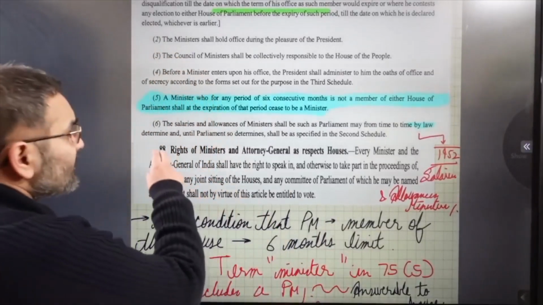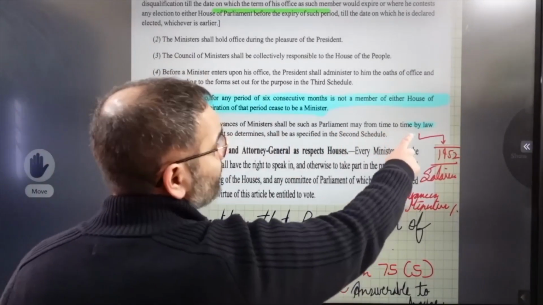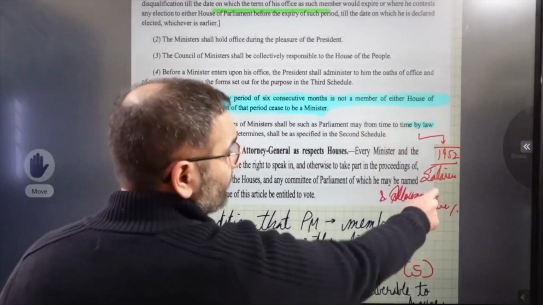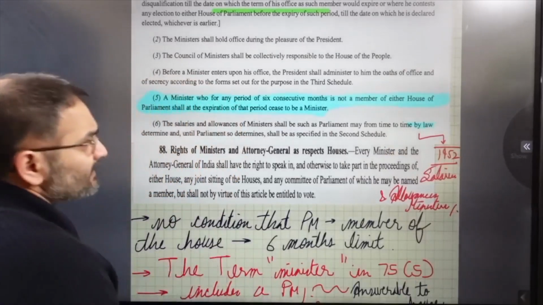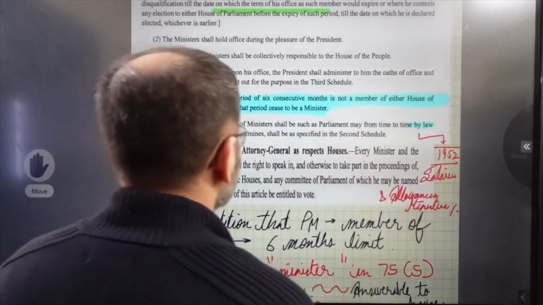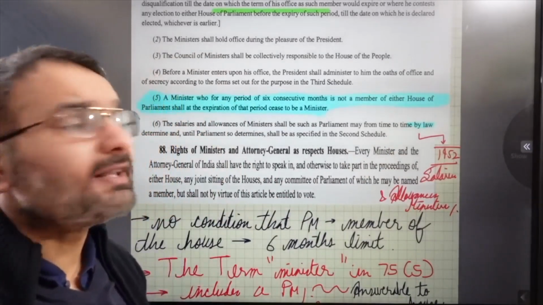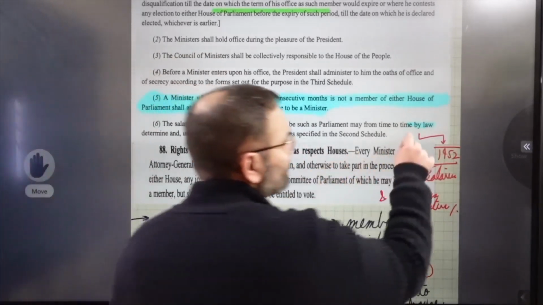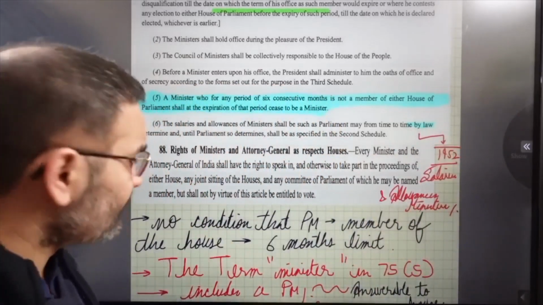Also read clause 6. The salaries and allowances of ministers shall be such as parliament may from time to time by law determine. So which law? It is the Salaries and Allowances of Ministers Act 1952. So you can write this if you want. Otherwise it is given in the second schedule. Actually the second schedule will tell you using some general terminology, but wherever in the bare act it says by law, there has to be an act that the parliament must have passed.